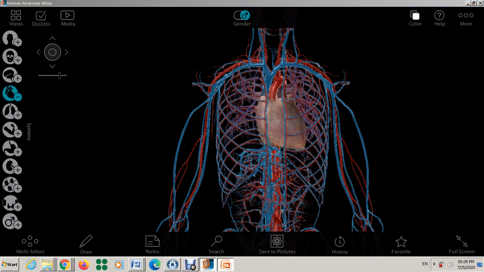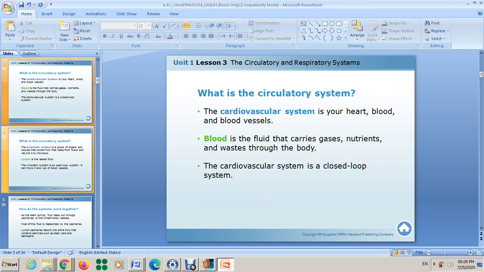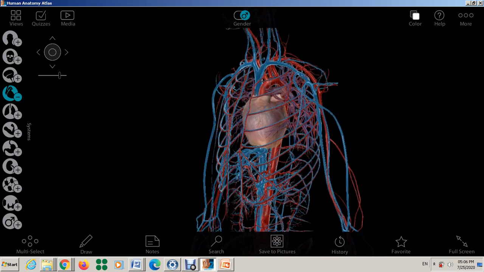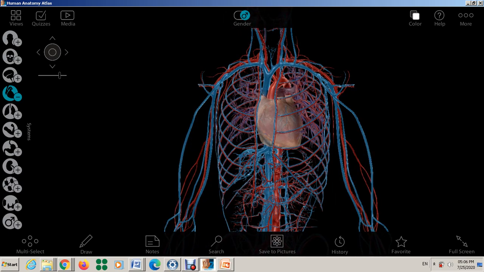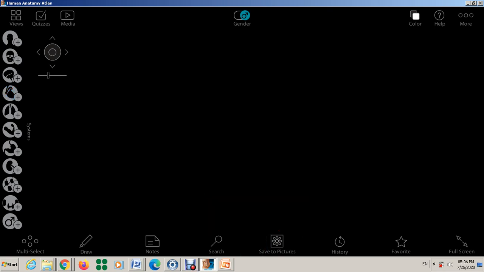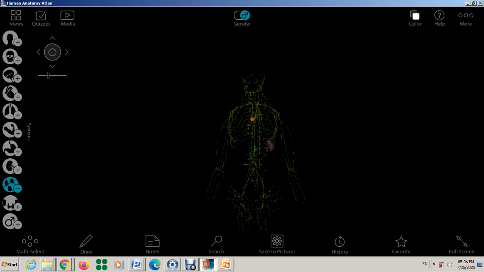So this is all, in general, about the cardiovascular system, which includes the heart, blood, and blood vessels, and we talked about the blood and how it maintains homeostasis for the body. Let's move now to talk about the lymphatic system. Now I'll remove the cardiovascular system and put the lymphatic system.